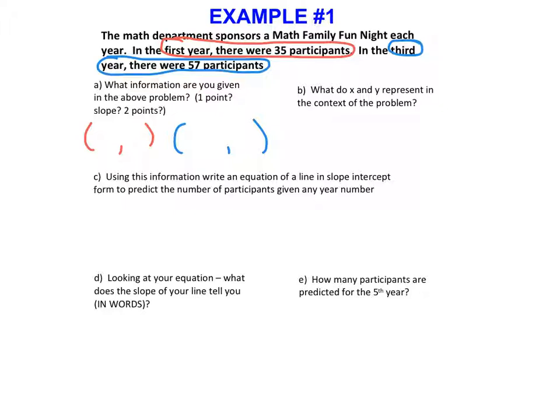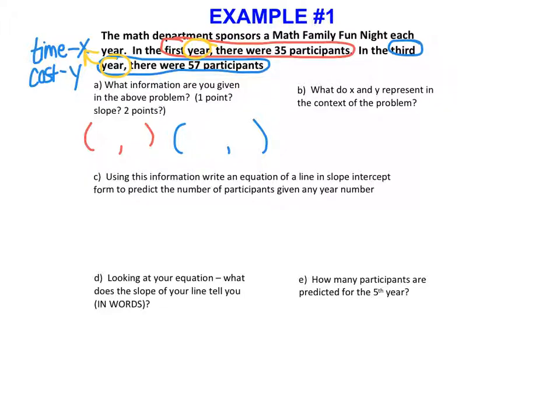Now, the first piece I need to determine is which becomes my x-coordinate and which becomes my y-coordinate. Remember, we're always looking for: is there time? If there's time, that's the x variable. And is there cost? If there is a cost, that's our y variable. What we notice here is that we have year, and year is a type of time. So those years are going to go in for our x variable.